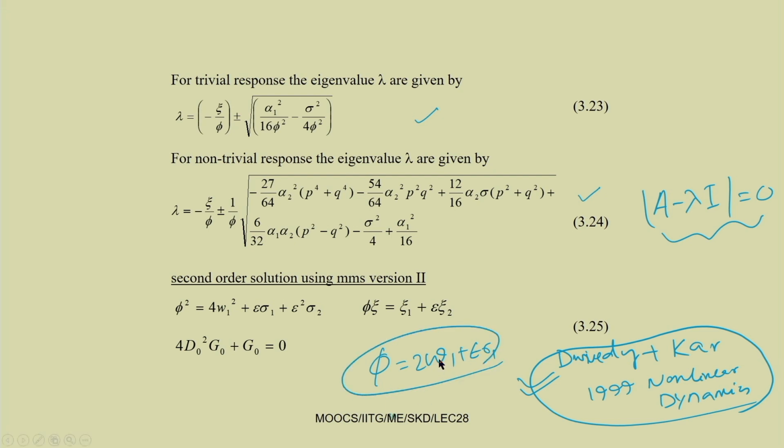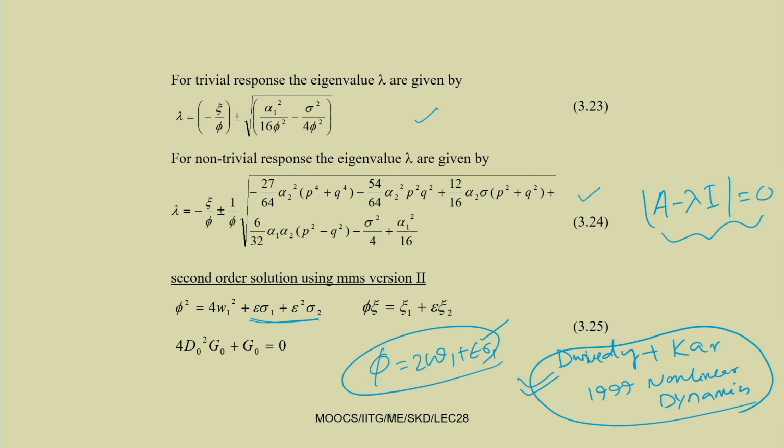So, this is nearly equal to twice omega 1, that is the principal parametric resonance condition we are studying, plus epsilon sigma 1, where sigma 1 is the detuning parameter. But here we are taking it in the form of phi square. So, phi square equal to 2 square, that is 4 omega square, and here we are going up to epsilon square, so we are using 2 detuning parameters: 4 omega 1 square plus epsilon sigma 1 plus epsilon square sigma 2. And the damping term phi zeta, you write it as zeta 1 plus epsilon zeta 2.